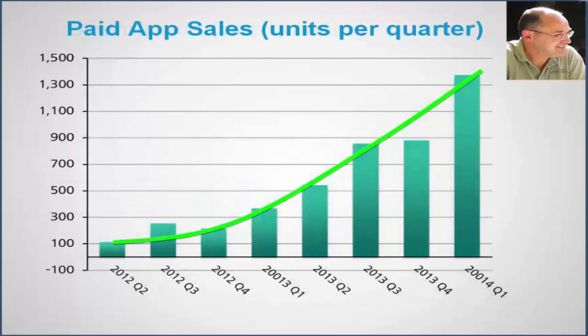Now, maybe more importantly, paid apps, sales of paid apps. I'll start by saying you can see we've broken through 1,000 paid app sales per quarter. That number is an order or 2 orders of magnitude lower than where we want to be, but the trajectory is there. The growth is there. There's acceleration there. The numbers are going up.